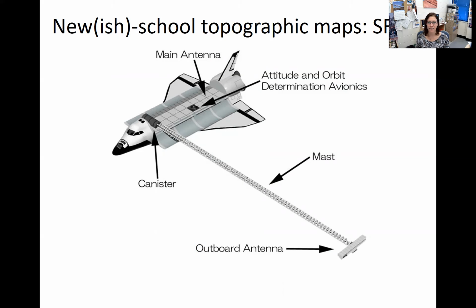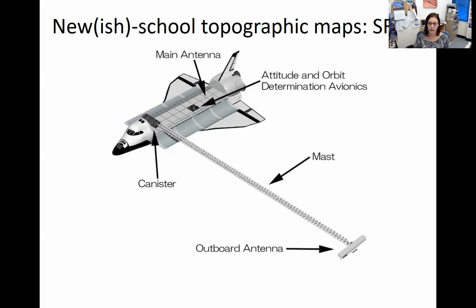Newish topographic maps come from SRTM, which is the Shuttle Radar Topography Mission. There's no more shuttle, right? So this is newish, but, trying to remember exactly when this was, the early to mid 2000s, there were a series of missions with the shuttle where they actually put this big outboard antenna attached to the shuttle and flew, orbited all around the Earth.